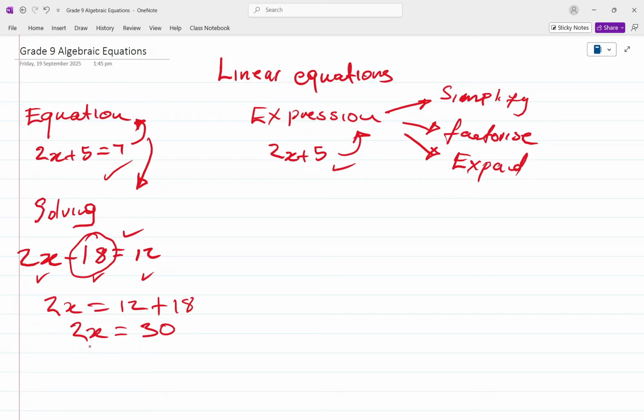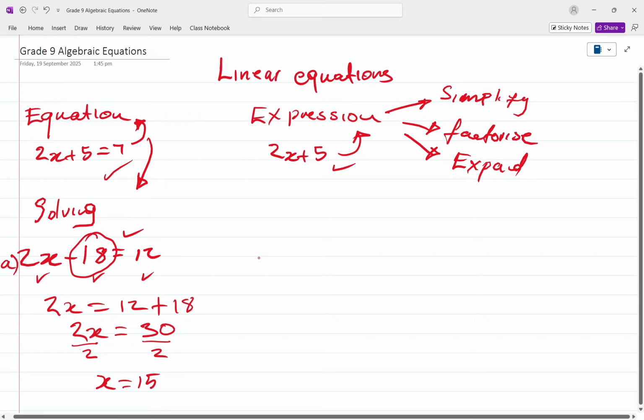Now I have 2 next to x, and I have 30 without x. So I am okay now. Then I'm going to divide by the number next to x. What do I have next to x? You can see that I have 2. Then I'll divide by 2. You divide by the same number on both sides. Then your value of x will be 15. I hope we are still together.